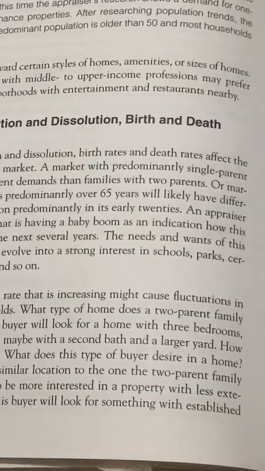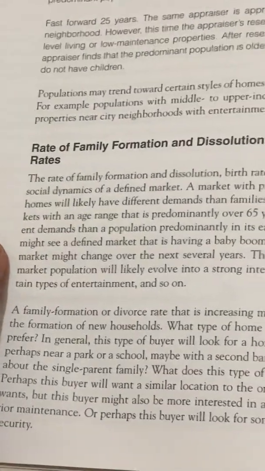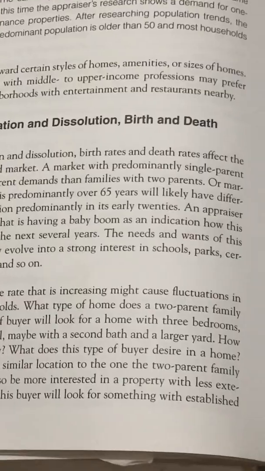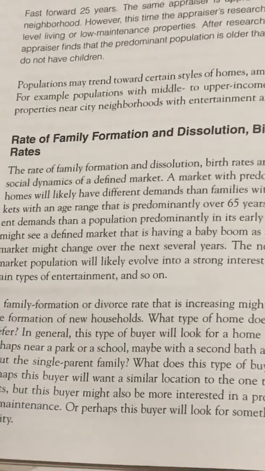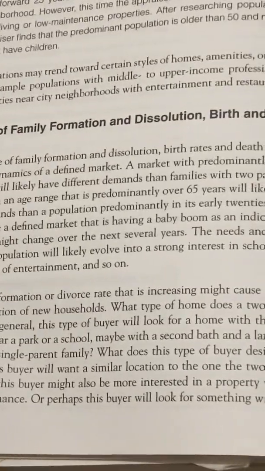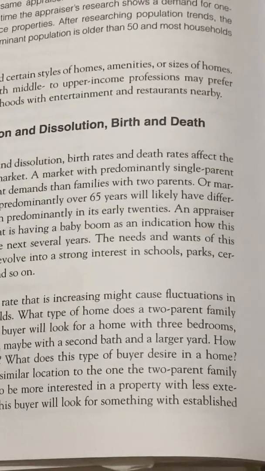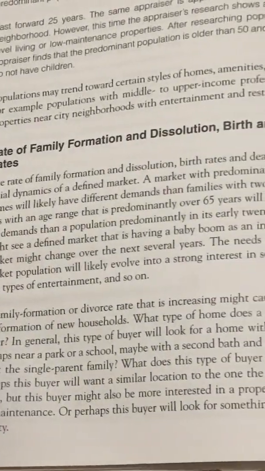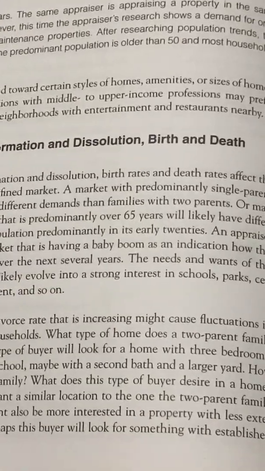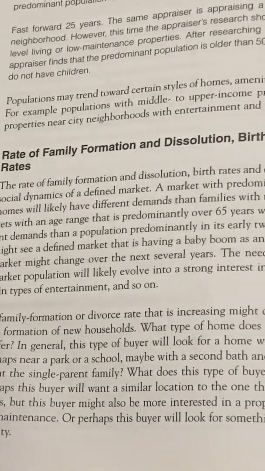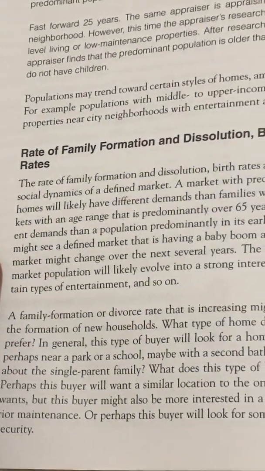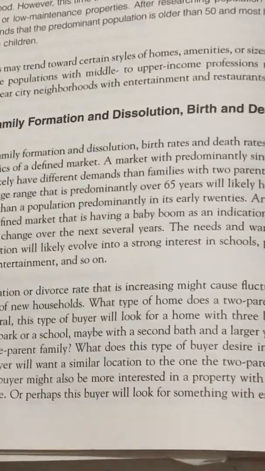The needs and wants of this market population will likely evolve into a strong interest in schools, parks, certain types of entertainment, and so on. A family formation or divorce rate that is increasing might cause fluctuations in the formation of new households. What type of home does a two-parent family prefer? In general, this type of buyer will look for a home with 3 bedrooms, perhaps near a park or a school, maybe with a second bath and a larger yard.